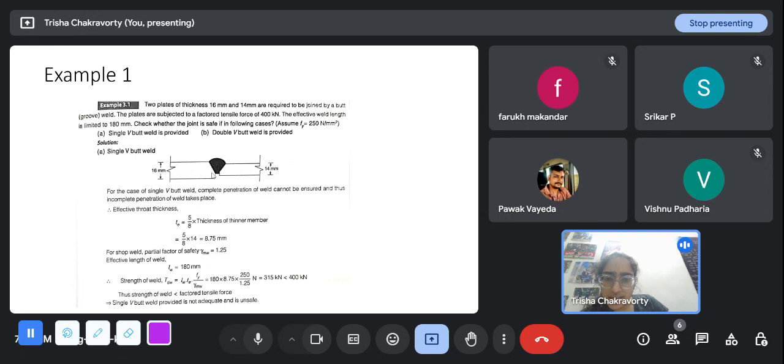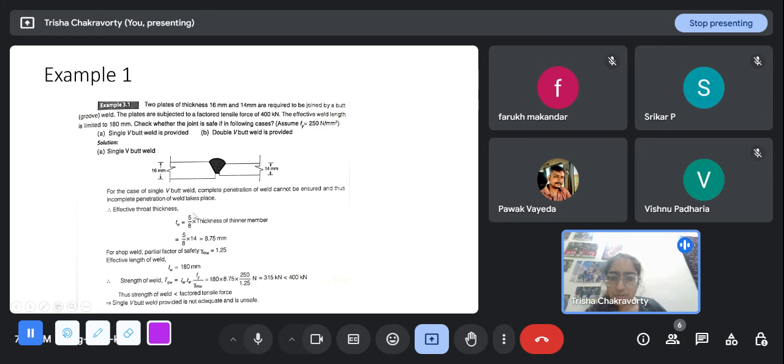Check whether the joint is safe in the following cases. Single V butt weld is provided, double V butt weld is provided. See, in this double V, it means you are welding from the top and from the bottom. So complete penetration means that the metal passes through the entire gap between the two plates. So this is the complete penetration case. This is partial one. In case of single V weld, complete penetration of weld cannot be ensured.